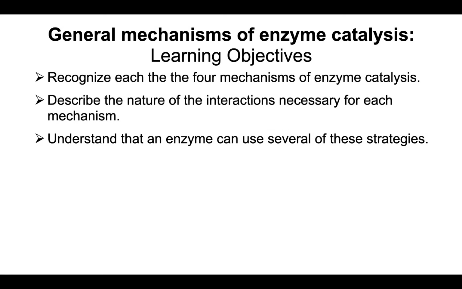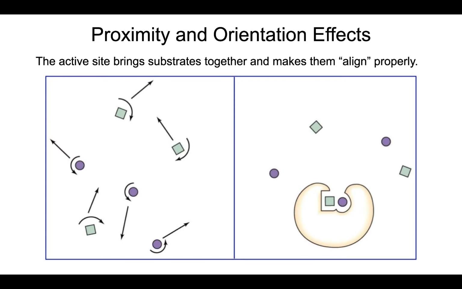In this video, we're going to learn about general mechanisms of enzyme catalysis. The learning objectives are that I want you to be able to recognize in examples each of the four mechanisms of enzyme catalysis. I want you to be able to describe the nature of the interactions necessary for each mechanism. And I want you to understand that a single enzyme can use many of these strategies at the same time.